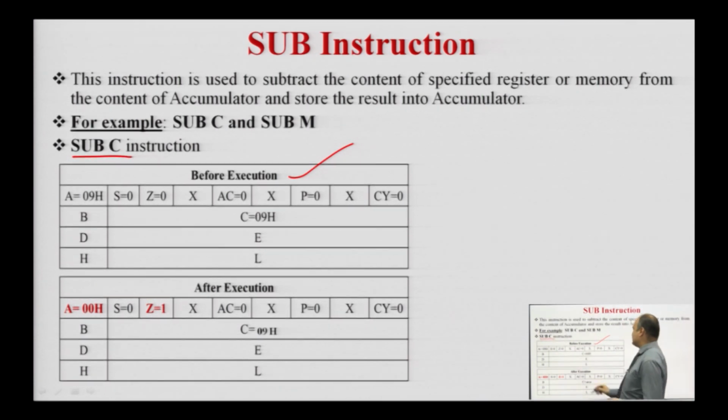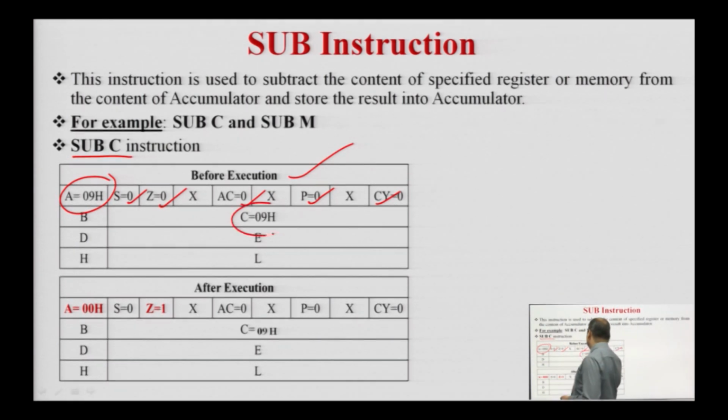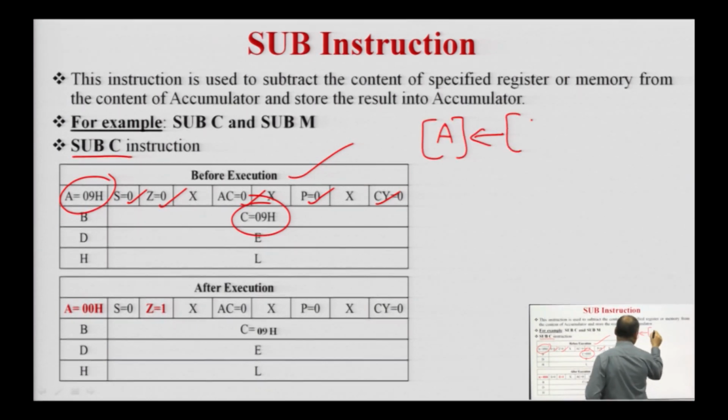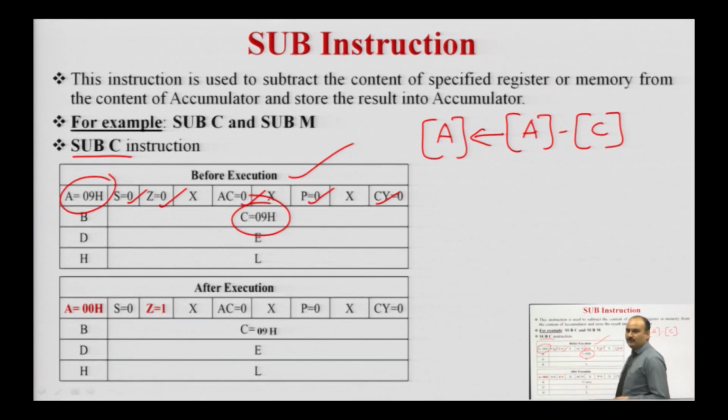before the execution of this instruction, the status of the sign flag is 0, zero flag is 0, auxiliary carry flag is 0, parity flag is 0 and carry flag is 0. The content of the accumulator is 09H and the content of the C register is 09H. Whenever the microprocessor executes the SUB C instruction, the operation that takes place is A minus C. So, the content of C is subtracted from the content of the accumulator and the result of the operation is stored back into the accumulator.